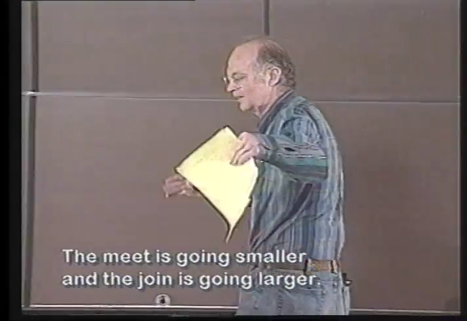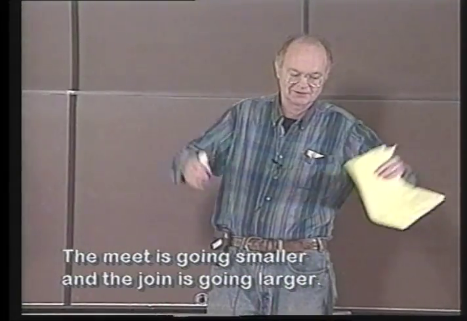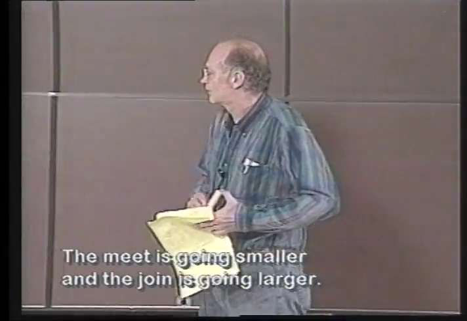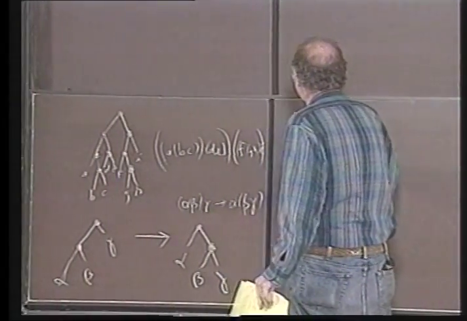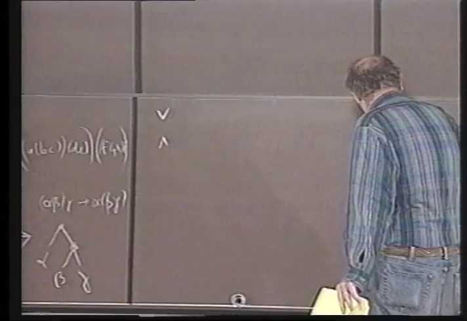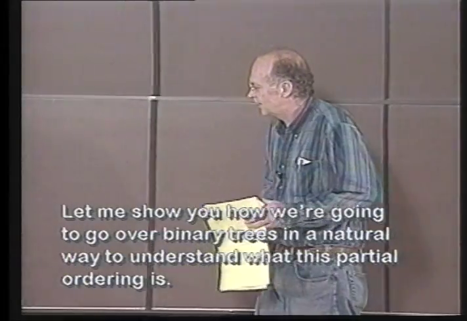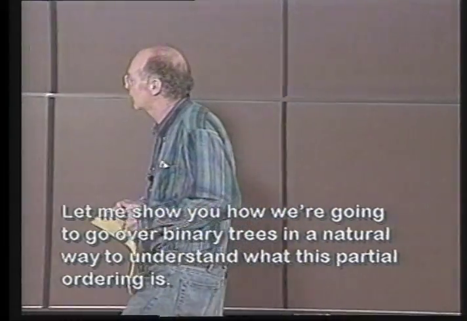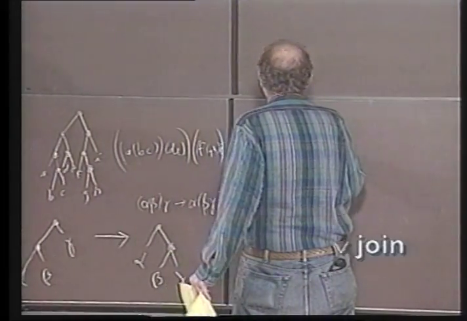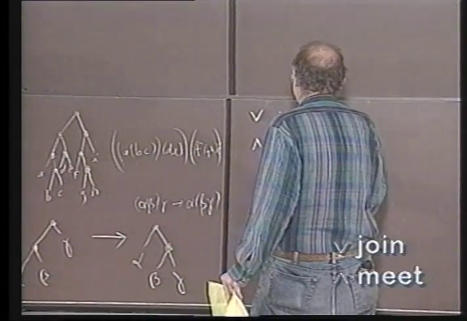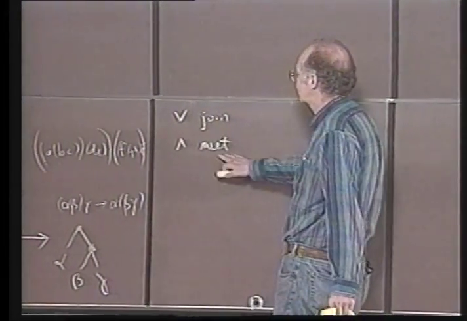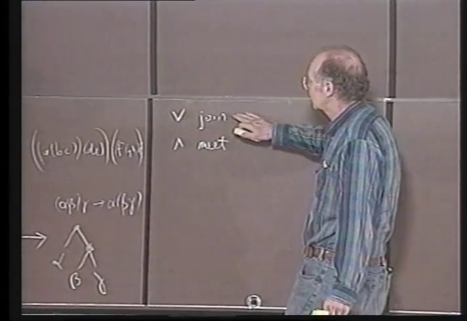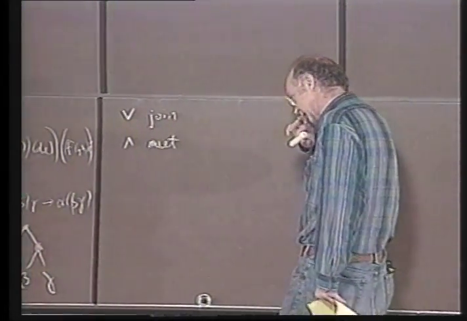In a lattice, when we have a lattice operation, we usually call it the meet and the join. This is not the same as a join in database theory, but the meet is going smaller and the join is going larger. The meet of two elements of a lattice is written this way and the join is written this way. We'll talk more about lattices in a minute. First, let me show you how we're going to go from binary trees in a natural way to understand what this partial ordering is. So this is the join, and this is the meet. This is the greatest lower bound. This is the least upper bound on two things in a lattice.